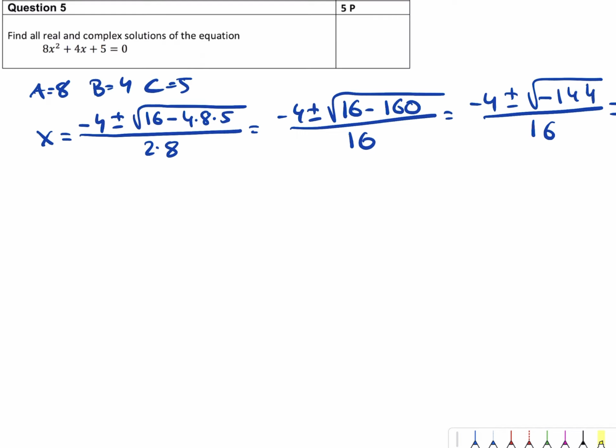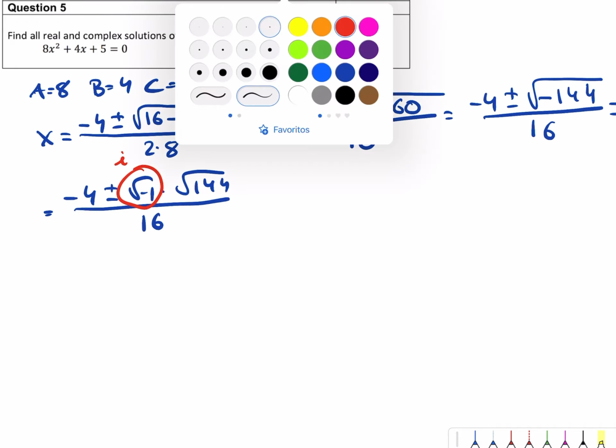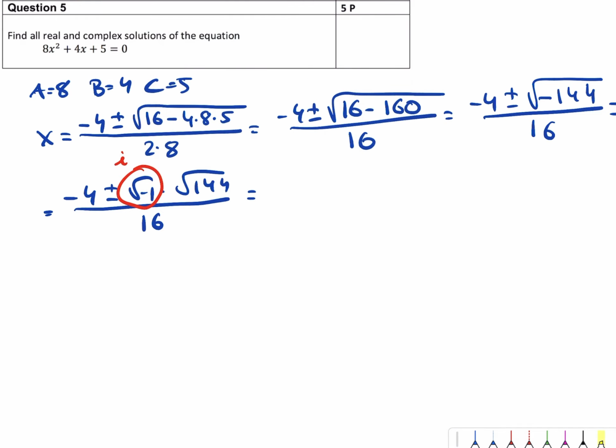And what do we do with the root of negative 144? We need to get rid of the minus we've got here, right? Because we cannot easily find in real numbers the root of a negative number. So what we do is we rewrite this as the root of negative 1 times the root of 144, divided by 16. Now that we've got it this way, we know that the root of negative 1 is just going to be i. So this is the same as negative 4 plus minus 12i divided by 16.